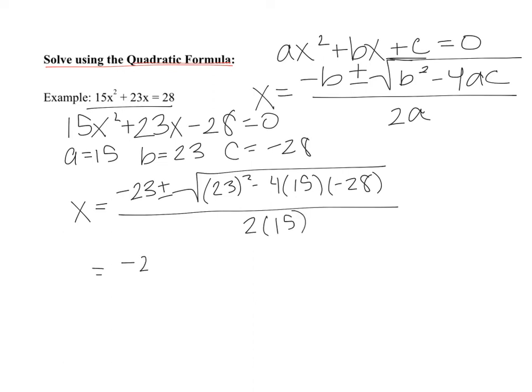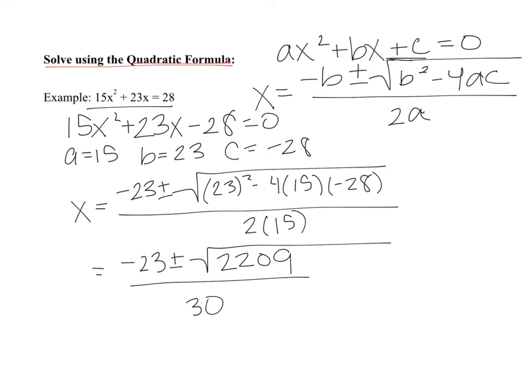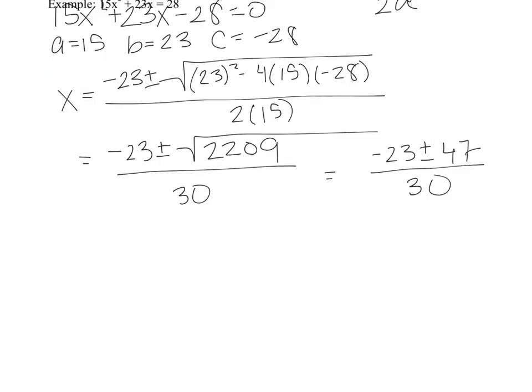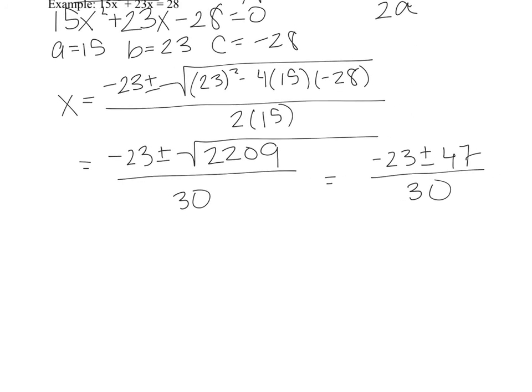Simplifying my expression, I have negative 23 plus or minus the square root of 2,209 all over 30. When I take the square root of 2,209, I get 47 all over 30, which gives me, when I add them together, 24 over 30, or let's see, divide by 6 is going to give me 4/5. And if I subtract, I'm going to get negative 70 over 30, which will give me negative 7/3. So it was factorable.